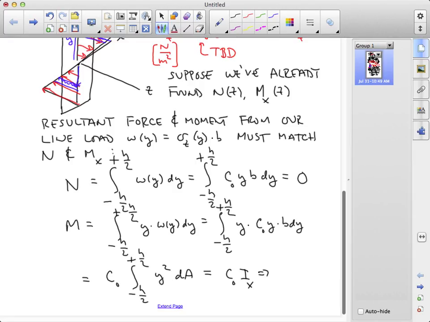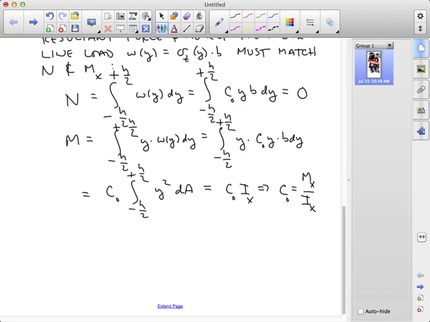So what that tells us is that our constant in front of our stress distribution is equal to the local value of the bending moment over the area moment of inertia. And we have a stress distribution in z, which goes like this.